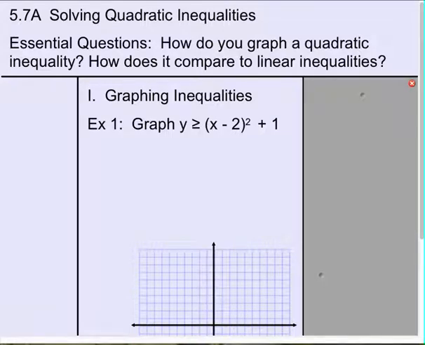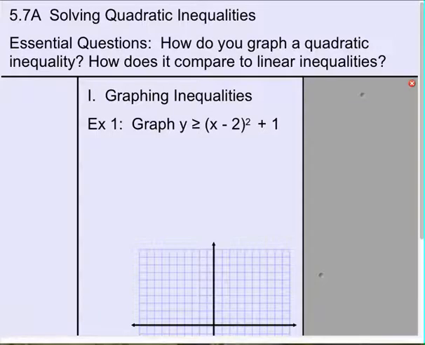Today we're going to learn how to solve quadratic inequalities. So we're going to take a look at graphing a quadratic inequality, which is very similar to graphing a quadratic equation, except that we'll have a parabola that's either a solid or a dotted line, and then we'll have shading on our graph as well. And we're going to take a look at comparing it to linear inequalities.